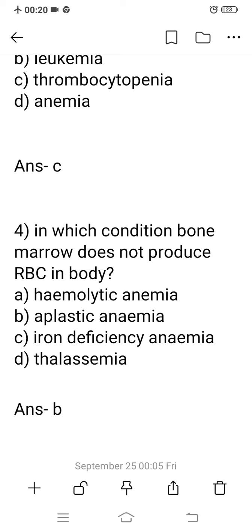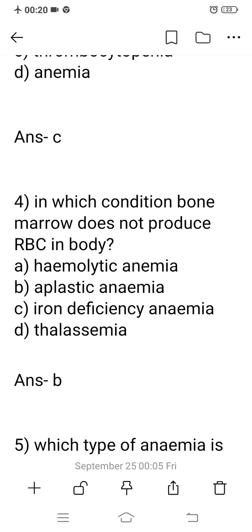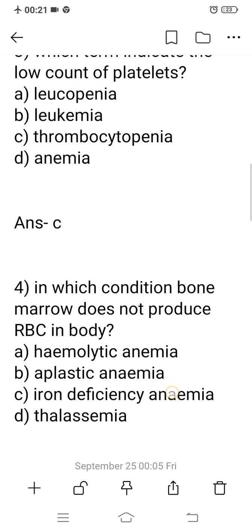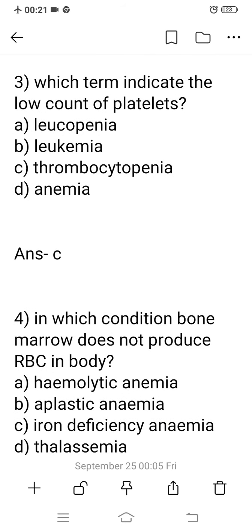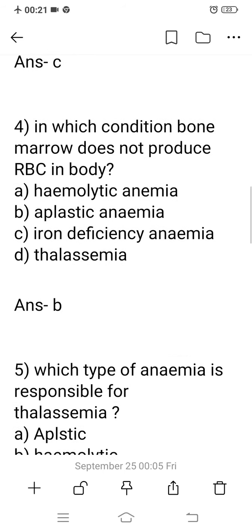Option number C, thrombocytopenia. What do you mean by thrombocytopenia? Abnormal decrease in the platelet count in our body is called thrombocytopenia. Option number D, anemia. Anemia means decrease in the RBC in our body. So the right answer is option number C, thrombocytopenia, the condition of abnormal decrease in the platelet count in our body.